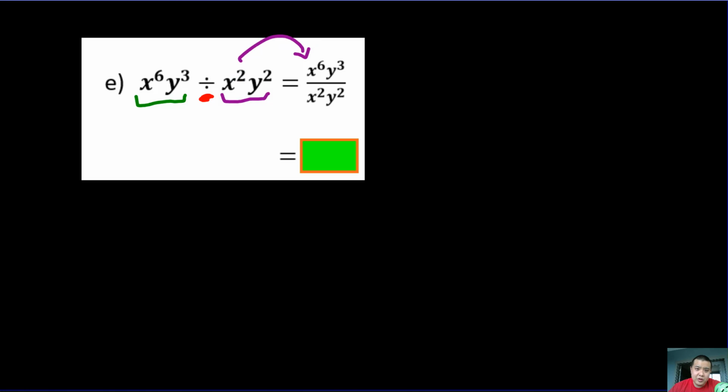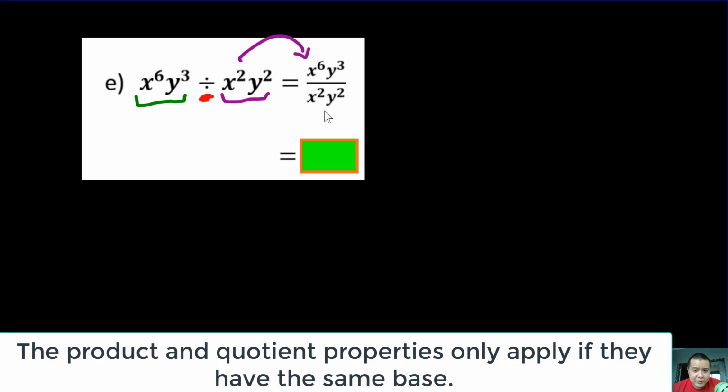Now remember that you can only use the quotient property for bases that are the same. So only x to the 6th divided by x to the 2nd, which gets us x to the 4th. y to the 3rd divided by y to the 2nd, which just simply gets us y to the 1st, or y. Okay, so therefore it's x to the 4th, y. We cannot do y to the 6th divided by x to the 2nd. They have to have the same base.